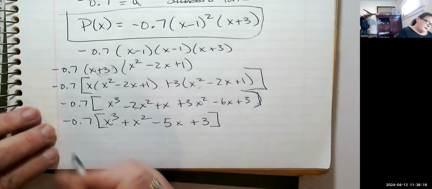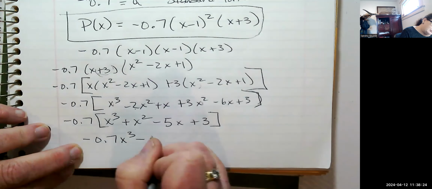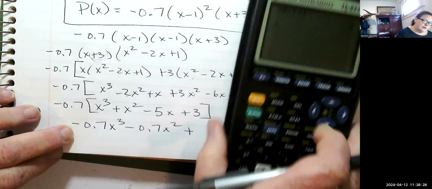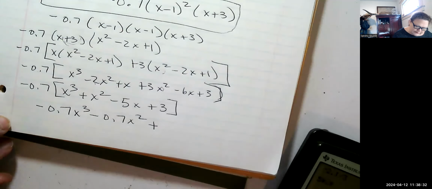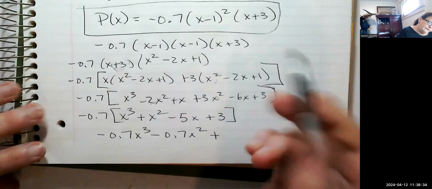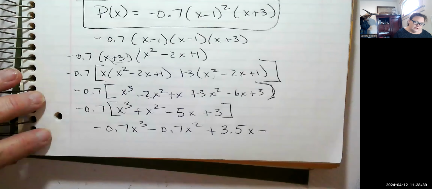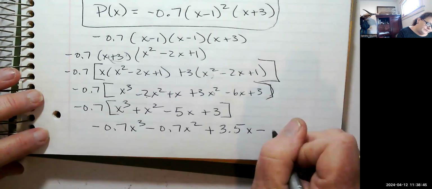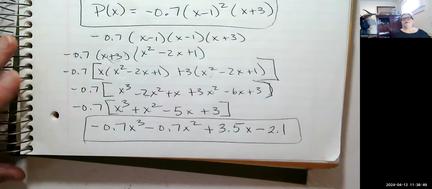Now I'm going to distribute. So this becomes negative 0.7x cubed minus 0.7x squared plus, we need 5 times 0.7, which is 3.5x, and then minus 3 times 0.7 is 2.1. Yep, 2.1. So that would be the general form if they wanted you to work it out.